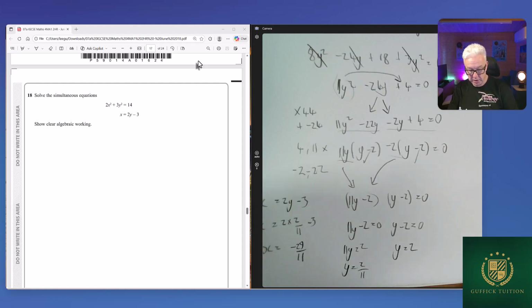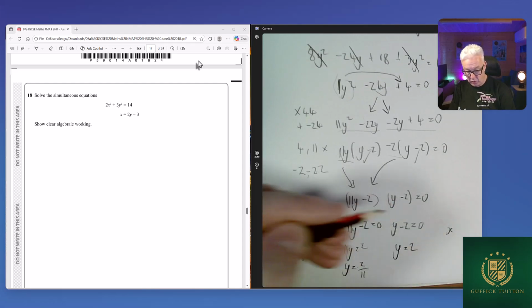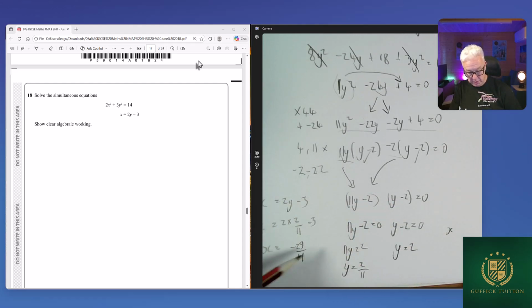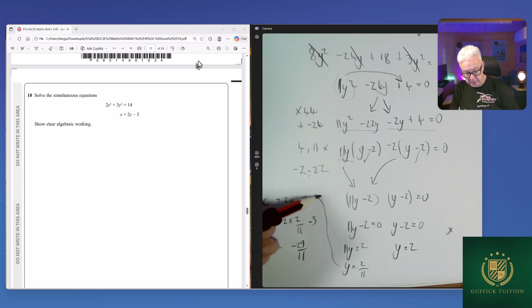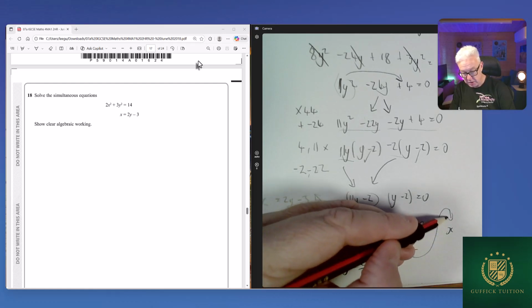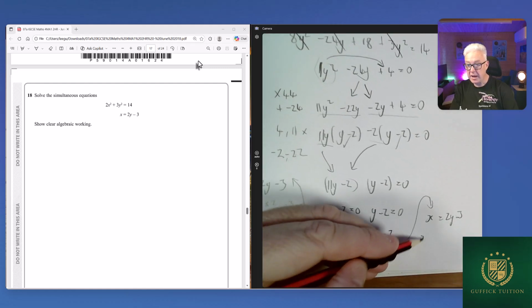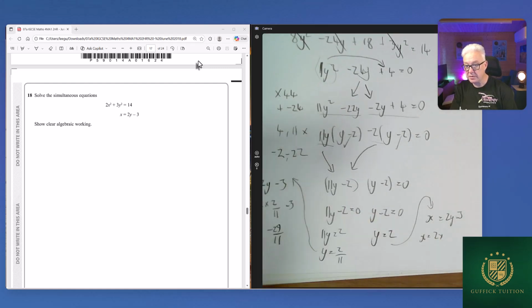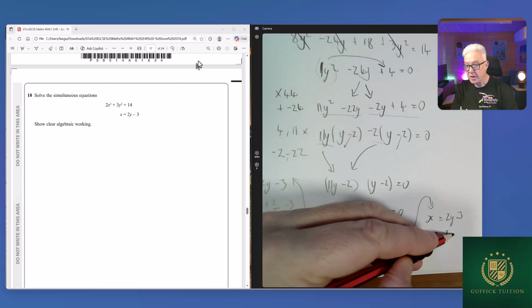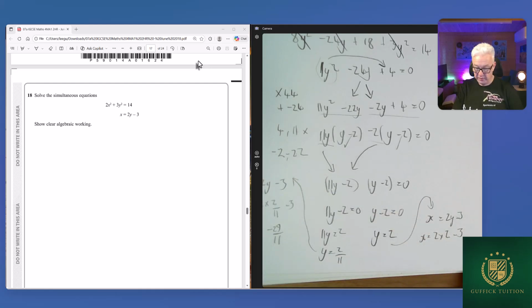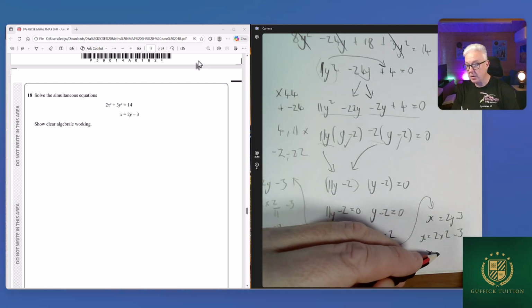And then the last one, so that one was for this solution. Let's do this one for this solution. x is equal to 2y minus 3. So x is equal to 2 times by the y, which is 2, minus 3, which is going to be 4 minus 3, so x is going to equal 1.